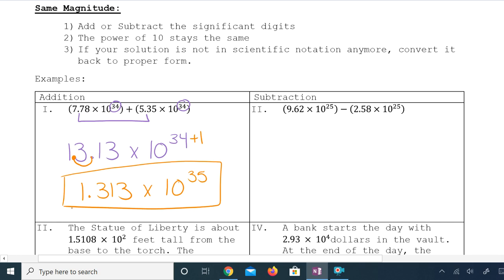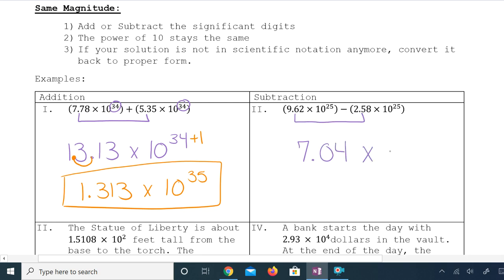In number 2, we have 9.62 times 10 to the 25th minus 2.58 times 10 to the 25th. And again, our magnitudes are the same, our exponents are the same, so we are just going to subtract our significant digits since it's a subtraction problem, and we get 7.04 when we do that.